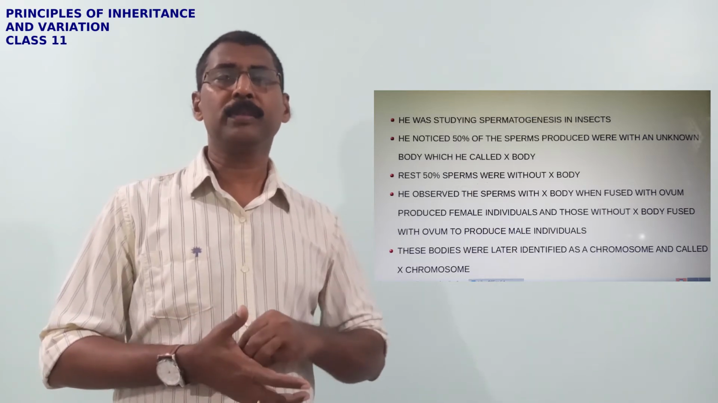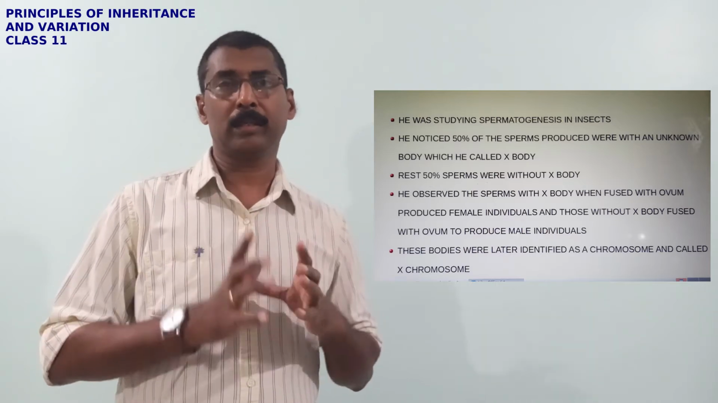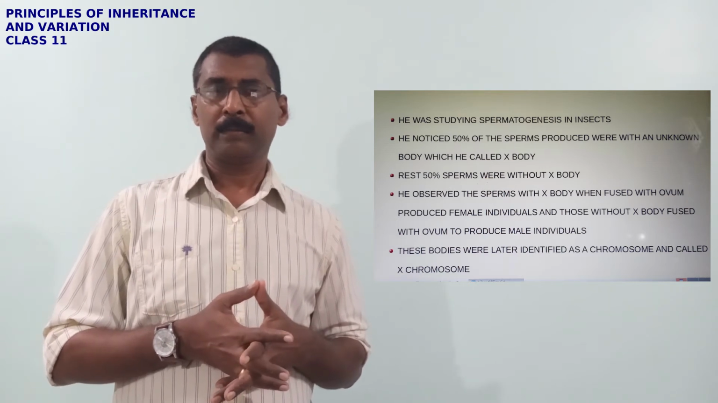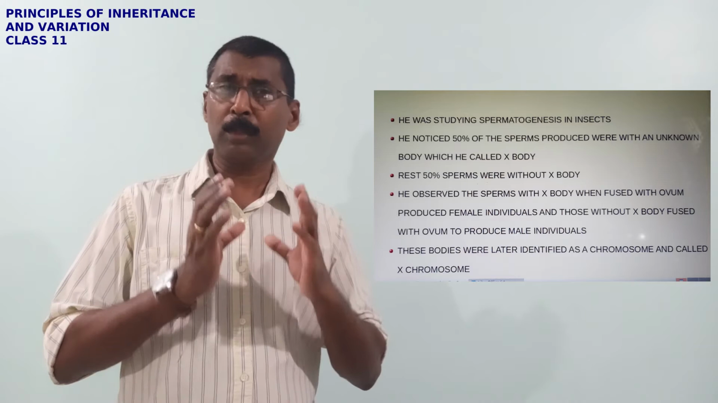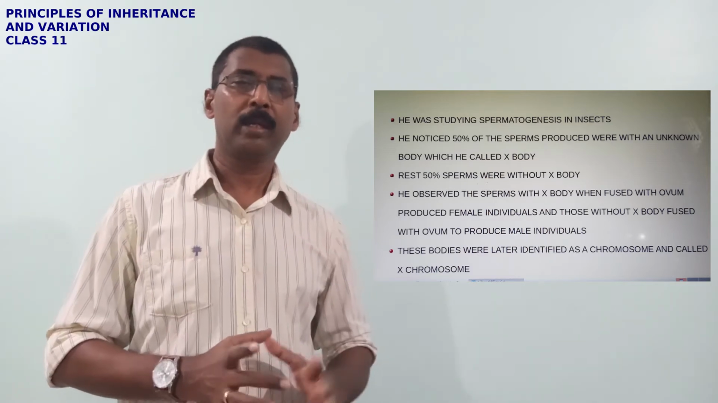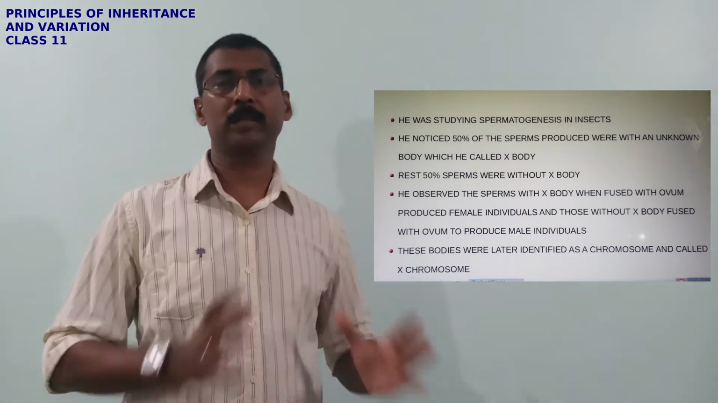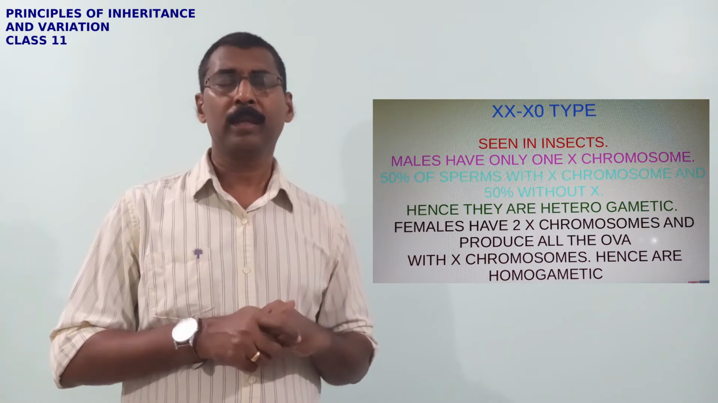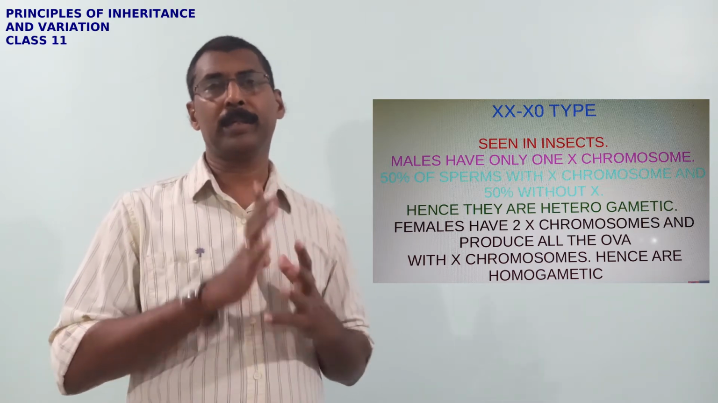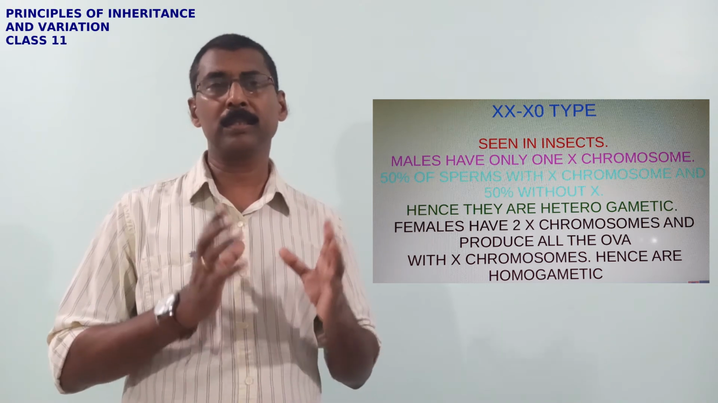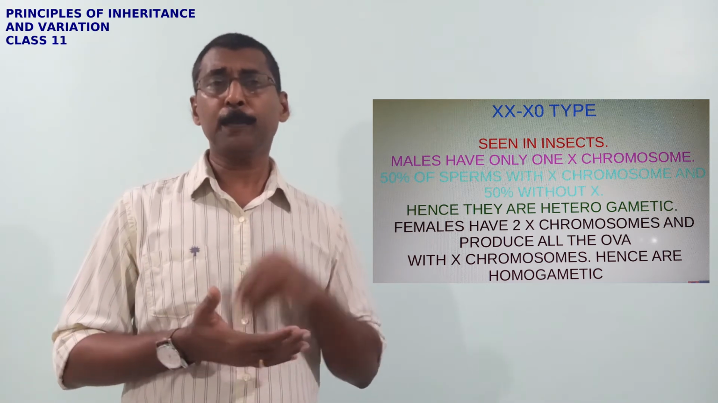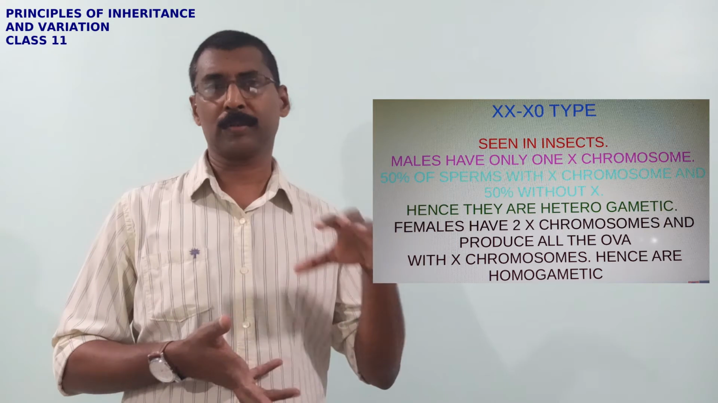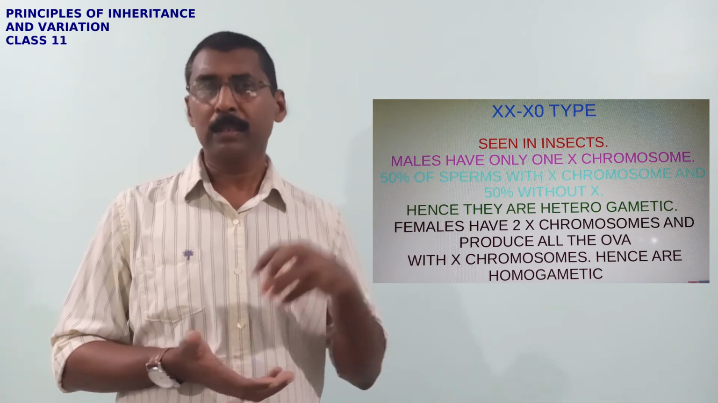Now this pattern of sex determination is of three categories, three types. Certain types of chromosomes determine the sex in three different ways in different organisms. The first pattern is called the XX-X0 pattern. This pattern of sex determination is seen in certain insects, not all insects.